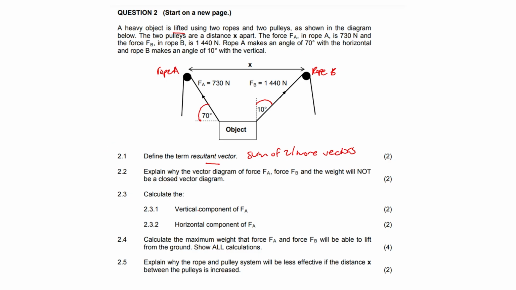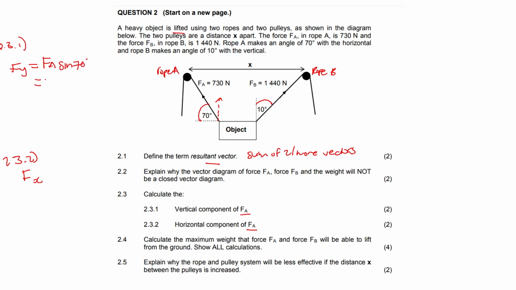2.3. Calculate the vertical component of Fa and the horizontal component. So they want this component here, but they also want that component. Okay, so our vertical component is Fy, and let me just put the question number. So vertical component is Fy, horizontal component is Fx. Okay, so we have Fa. This is vertical, so we use sine and the angle of 70.